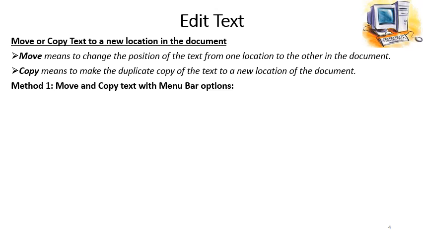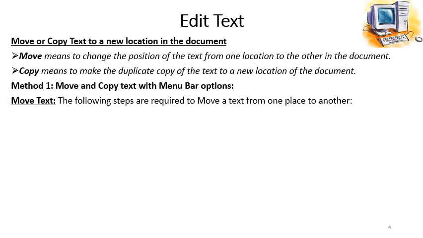Method 1 is move and copy text with menu bar options. First of all, move text. How can you move text by using method 1, which is by using menu bar options? The following steps are required to move text from one place to another. Step 1 is select the text to be moved. We have to select the text that we want to move from one place to another in the document.